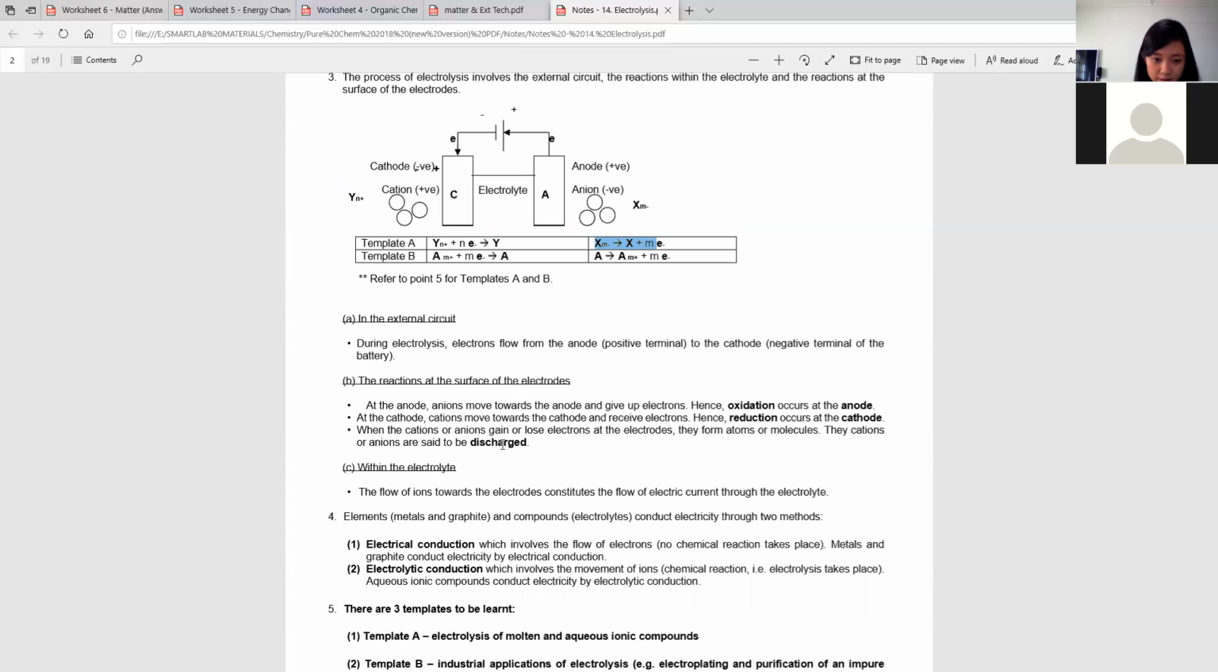Okay, so when the cations or anions in the electrolyte are gaining electrons or losing electrons, they will form back the element form, which is your atom or the molecule. So we call them discharged, meaning the cation is discharged to become back the element. The anion is discharged to become back the element. So this word discharge means it becomes back the element.